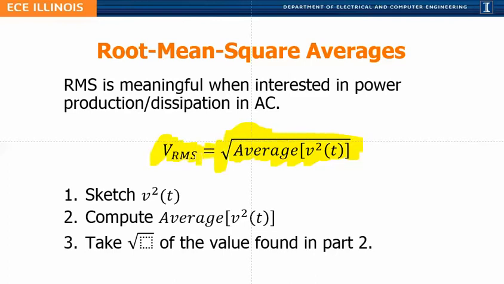So procedurally, if you're given a voltage waveform, you would first sketch V squared, then you would compute the average of V squared in the same way you compute the average power, that is by looking at the area in one period and dividing by the period, and then in the end you would take the square root of the value that you found in part 2. So what would it look like for different types of voltage waveforms?